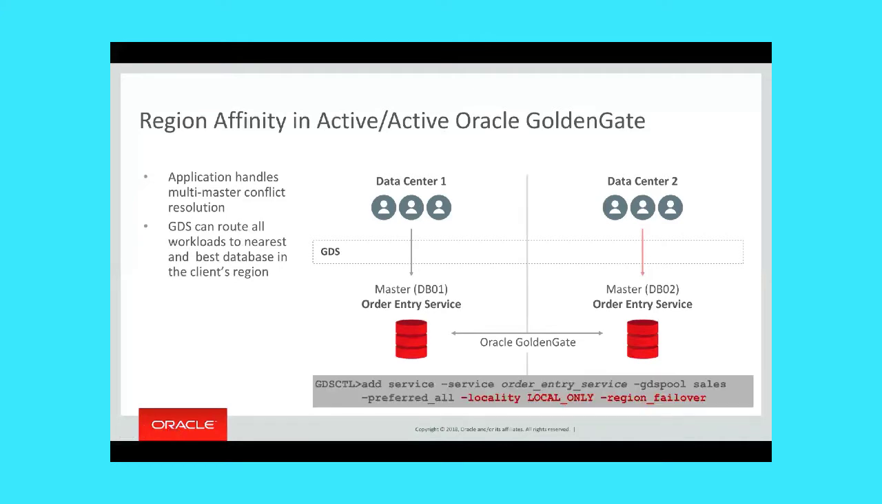Now, for this to happen, there are two requirements. The first requirement, of course, is the global service definition. In this example, order entry service, preferred all, it can go to any database, but the key attribute is the locality. That means I'm telling the system that your first choice is to take the clients to the local database in this local data center. If the database in the local data center is down, then the second option is to do a region failover to the other database, which is in the other data center. That's what you get for region failover. So again, your first priority is a local database.